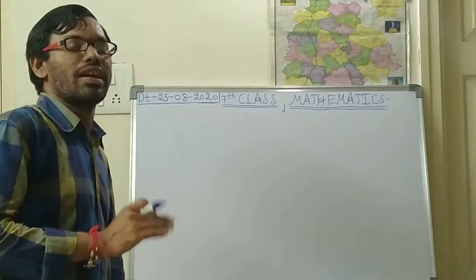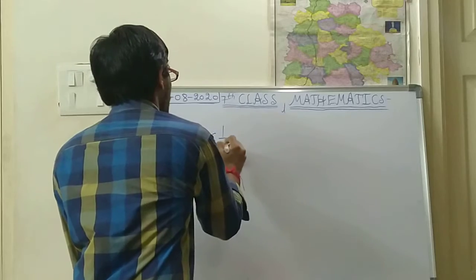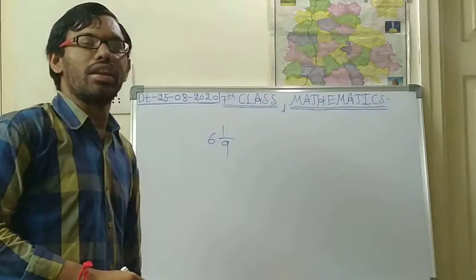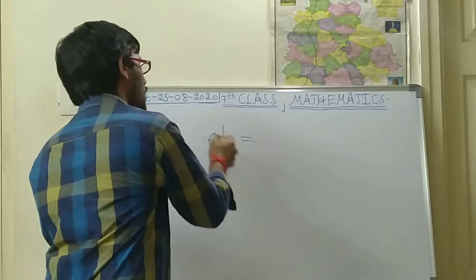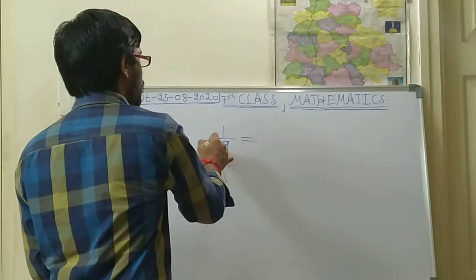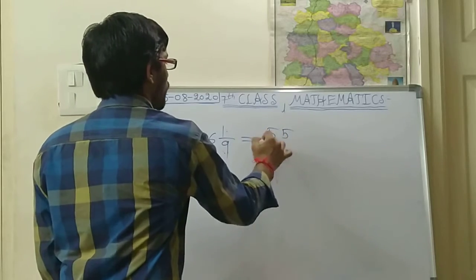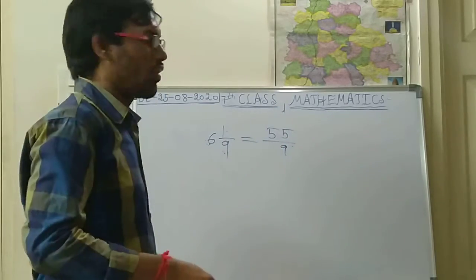So in the single digit numbers only you can do. Suppose 6 1 by 9 is there. So what is 6 1 by 9? Convert this. 6 nines are 54. 54 plus 1 is 55. 55 by 9, you can't.